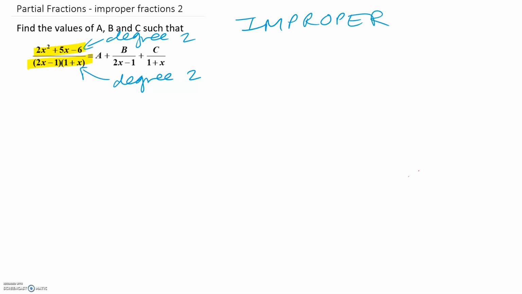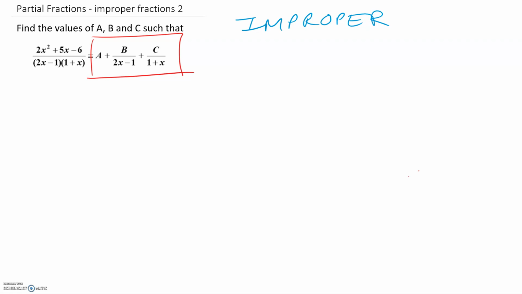Okay, now you can do this by dividing like we did last time, and that would work. It's just that once you've done your long division, you would still end up with your remainder being divided by this, which you would then need to split up into partial fractions. So you can do that. However, the way I would do this question is, because it's already shown you in the question how to split the fraction up into A, and then B over 2x minus 1, C over 1 plus x.